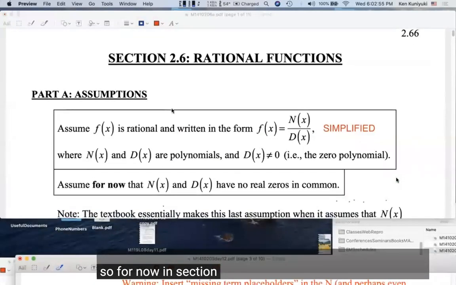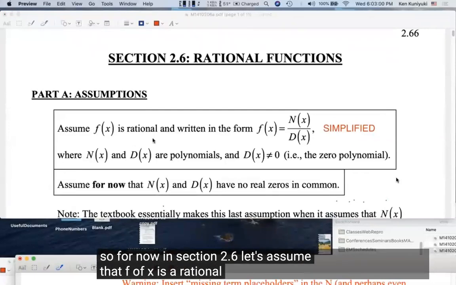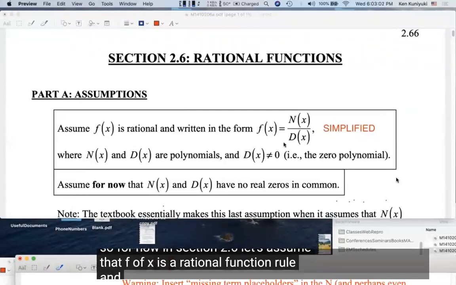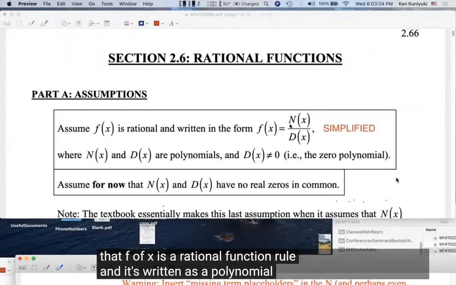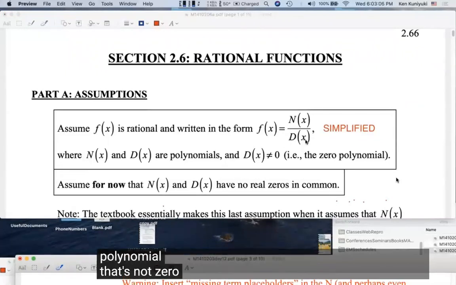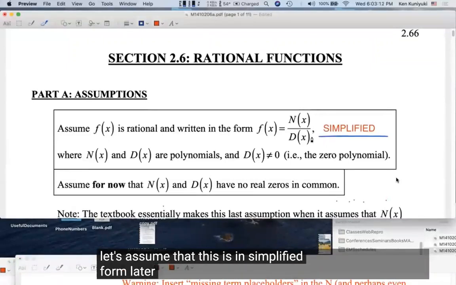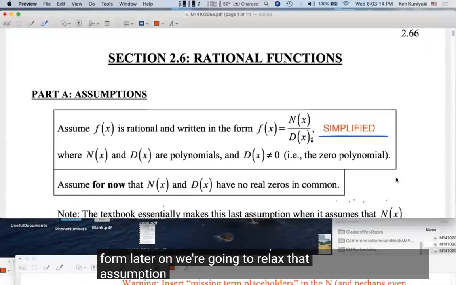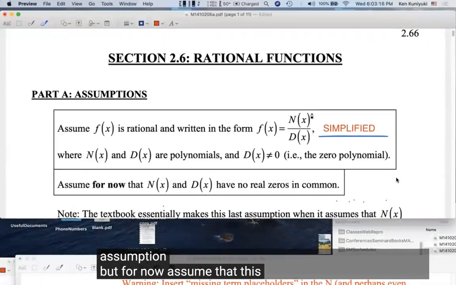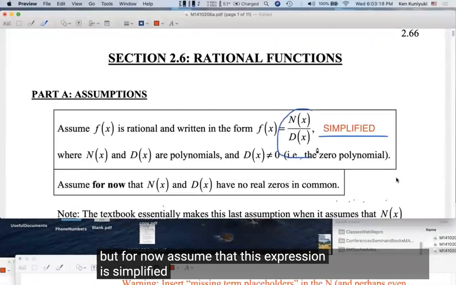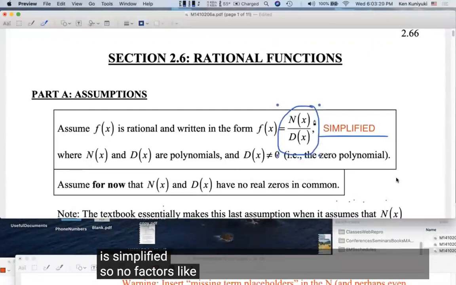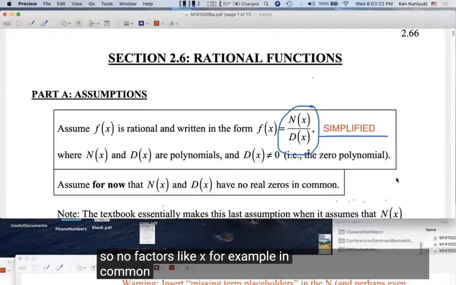So for now, in section 2.6, let's assume that f of x is a rational function rule, written as a polynomial over a polynomial that's not 0. And for now, let's assume that this is in simplified form. Later on, we're going to relax that assumption. But for now, assume that this expression is simplified, so no factors like x, for example, in common. No real zeros in common either.